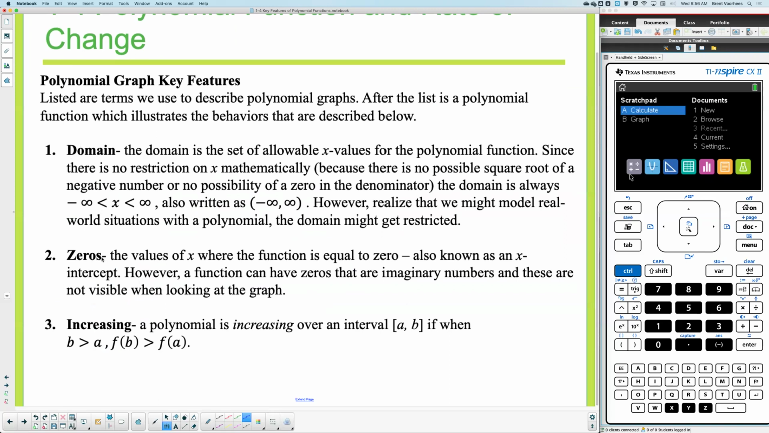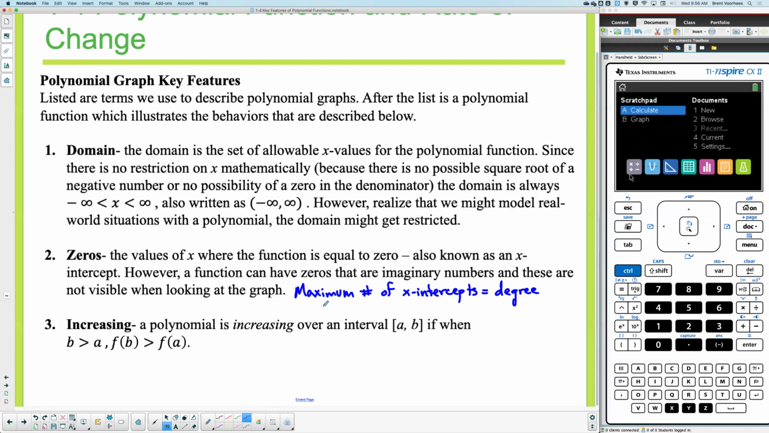Zeros. Here's something new. When we talk about the degree, the maximum number of zeros will equal the degree. The zeros, what is a zero again? X-intercepts. So the zeros means x-intercepts. So the maximum number of x-intercepts equals the degree. And what's the degree one more time? The highest power.